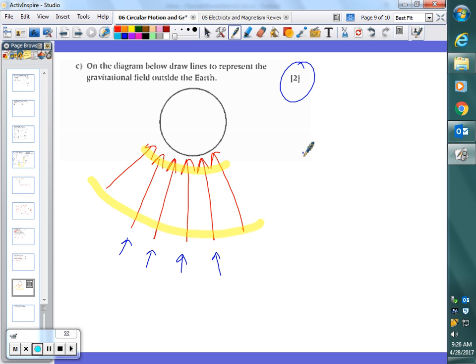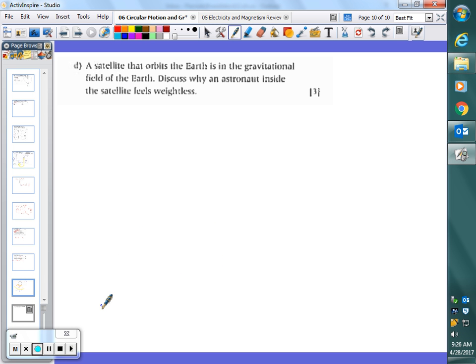All right, good there. And then finally, for part D, a satellite that orbits the Earth is in the gravitational field of Earth. Discuss why an astronaut inside the satellite feels weightless. G-force is something different. They're traveling the same speed as what? The satellite, okay? What does that get rid of?